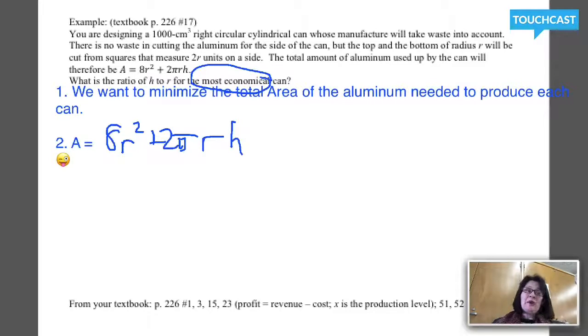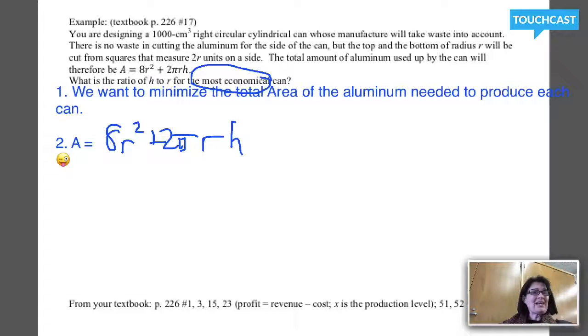But this doesn't meet the requirement. The requirement is that we need an equation for A that uses only one variable. Whether it's r or h doesn't make a difference, but we're going to have to pick one and try to write the whole equation without using the other variable, the leftover variable.